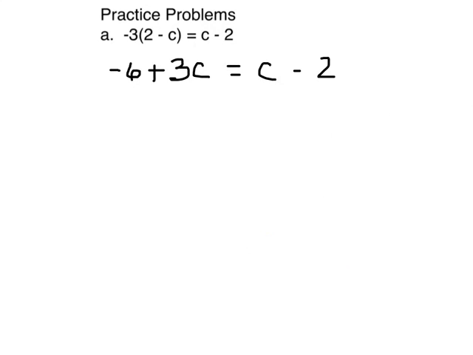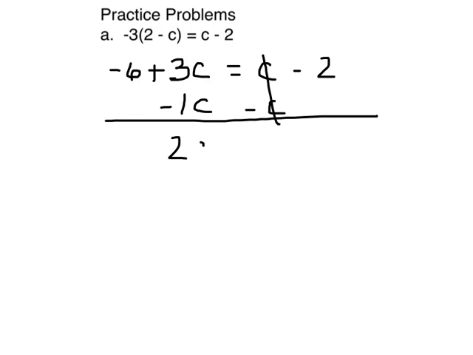Now I want to eliminate this C right here, so I want to move it over to the other side. To do that, I need the opposite of what I have. I have a positive, so I need a negative C. Okay, and then I just got rid of that. And 3 minus 1 is 2C. Negative 6 plus 2C equals negative 2.